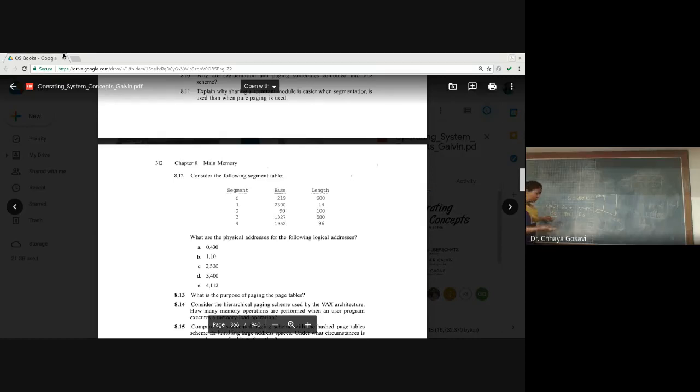If limit is given, then first you need to add offset. Offset is, out of these 50 lines, which instruction you are currently executing. Suppose I am executing the 20th instruction. So this 20 is my logical address. I want to execute the 20th instruction from this, 0 to 50. So how is this 20 translated here?